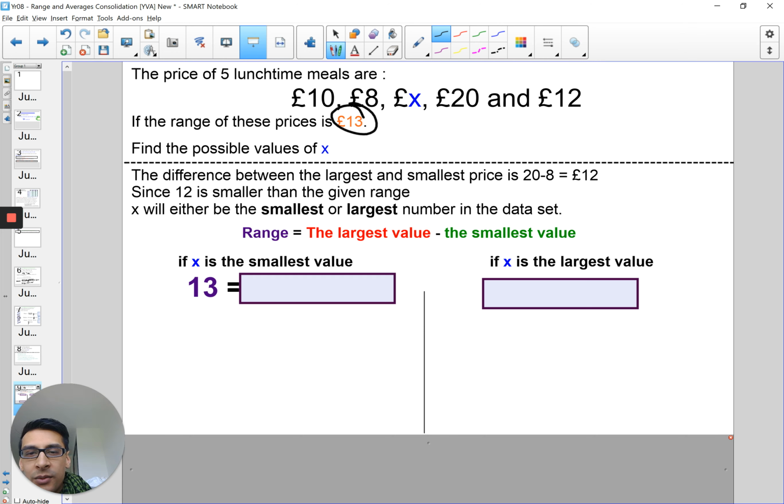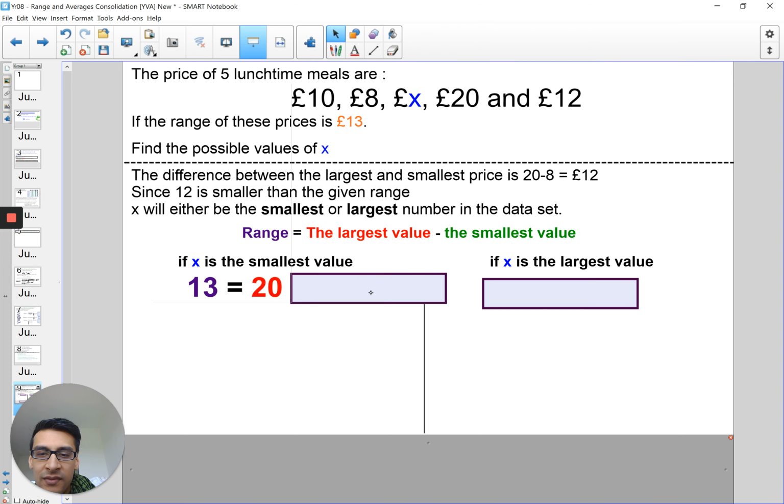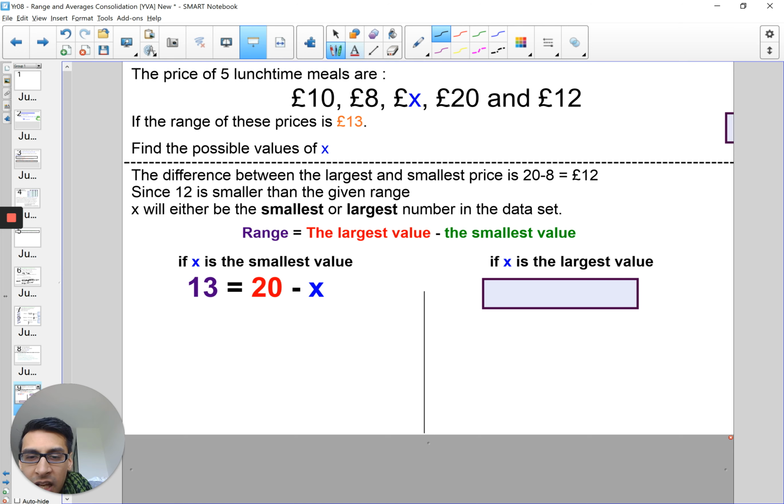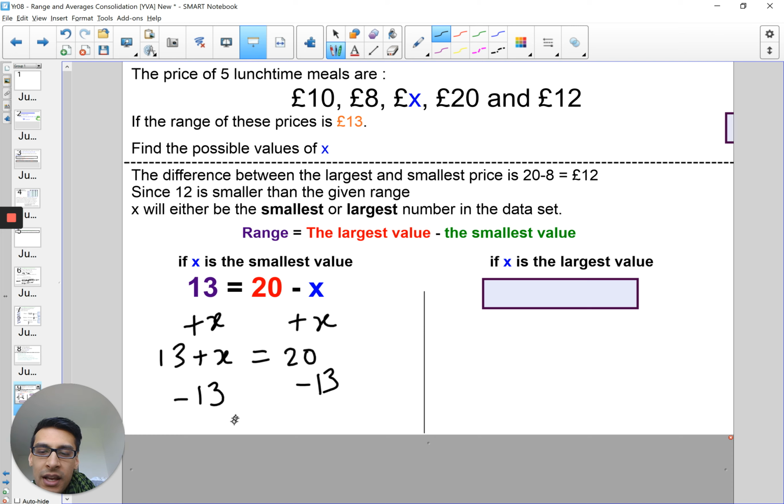Now let's decide that x is the smallest value. So that means the largest value stays at 20. And then we're going to take away the smallest value. Now the smallest value we don't know, that's just going to be x. Now we can actually solve this and we can do plus x plus x. So then I get 13 plus x equals 20. And then I can take away 13, and then I get x is equal to 7.